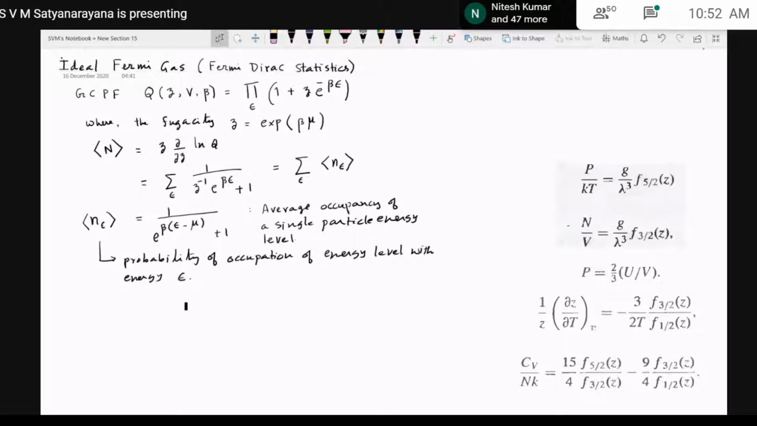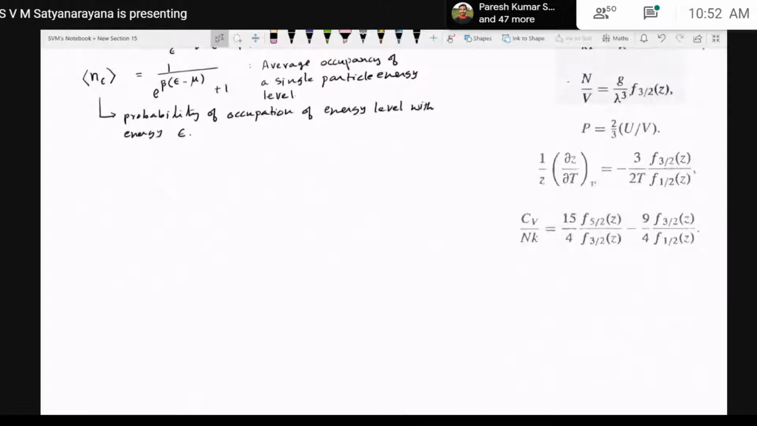Okay, and suppose you are looking at this expression, examine this at T equal to 0 Kelvin. This is the lowest temperature that you can expect to think of. And this implies beta is going to infinity. So now if you look at this expression, if beta is infinity and if epsilon is less than mu, then it will be e to the minus beta infinity. That means this factor will become 0.